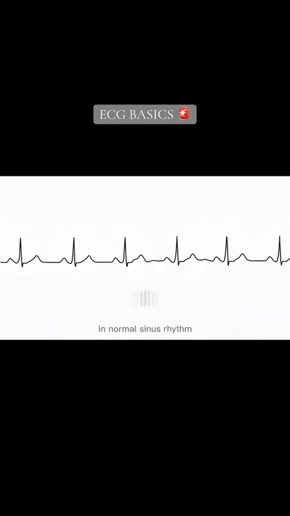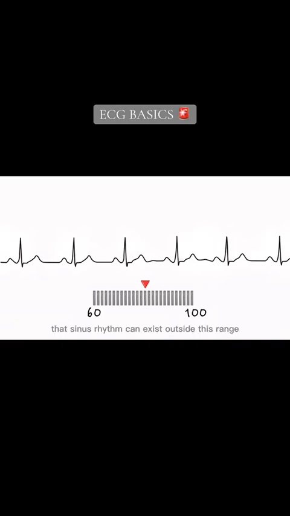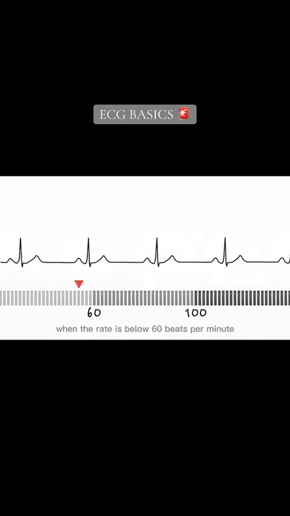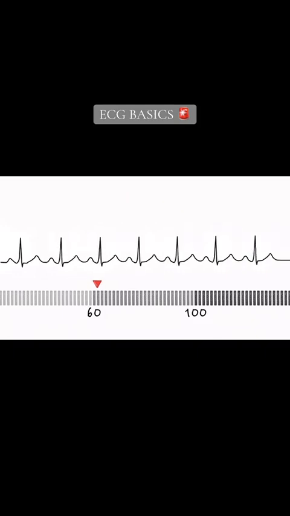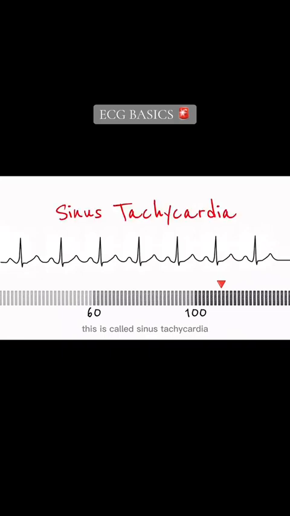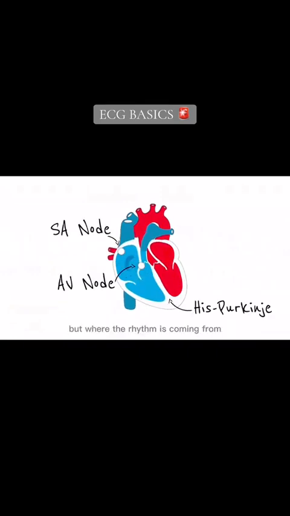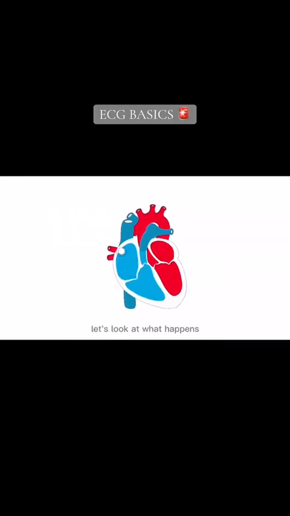In normal sinus rhythm, the heart rate typically falls between 60 and 100 beats per minute. However, it's important to understand that sinus rhythm can exist outside this range. When the rate is below 60 beats per minute, but P waves are still present and conduction is normal, this is called sinus bradycardia. When the rate exceeds 100 beats per minute, yet the rhythm remains sinus in origin, this is called sinus tachycardia. So the key question is not just how fast the heart is beating, but where the rhythm is coming from.